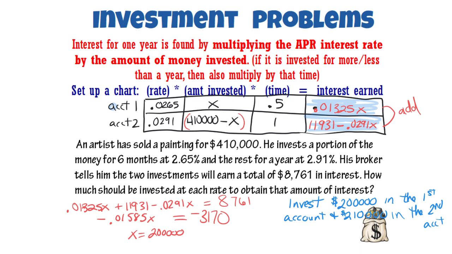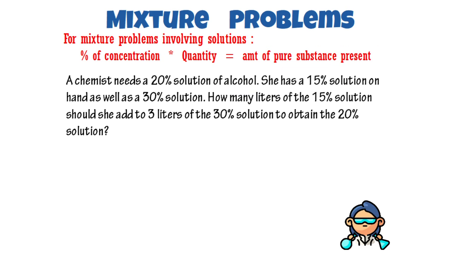It did say at each rate. So instead of saying first account and second account, if you had not labeled it that way, you would say at this rate and at this rate. Okay, these charts are super helpful to organize your info. So take advantage of that and use them to help you write your equations.